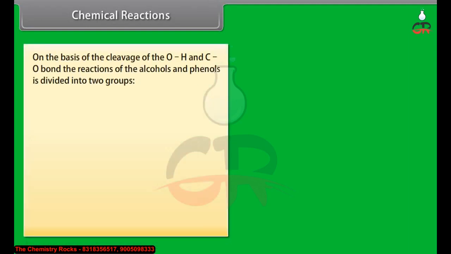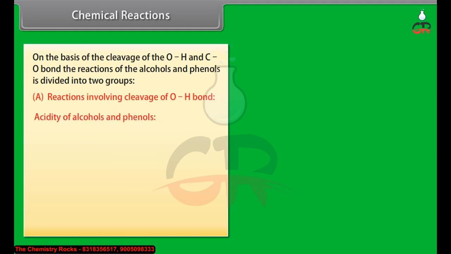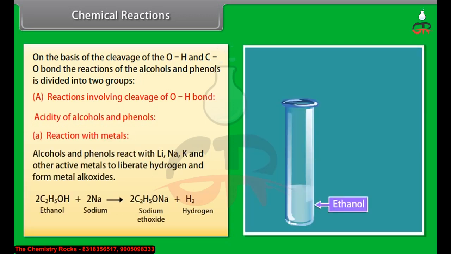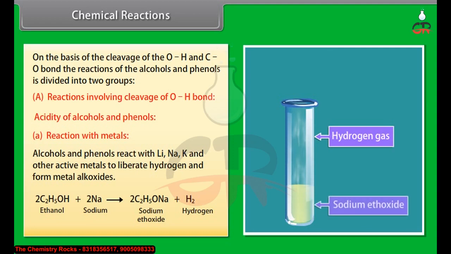On the basis of the cleavage of the OH and CO bond, the reactions of the alcohols and phenols is divided into two groups. Reactions involving cleavage of OH bond, acidity of alcohols and phenols. Reaction with metals. Alcohols and phenols react with lithium, sodium, potassium, and other active metals to liberate hydrogen and form metal alkoxides.